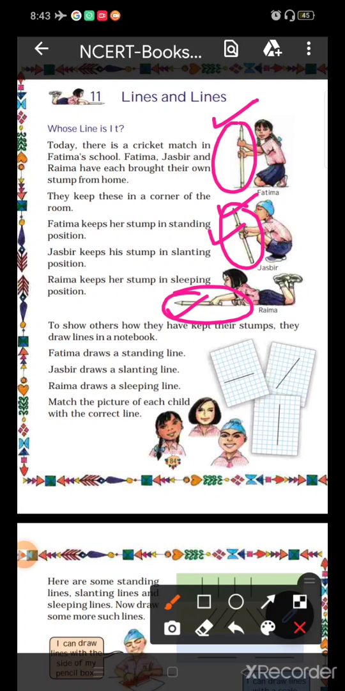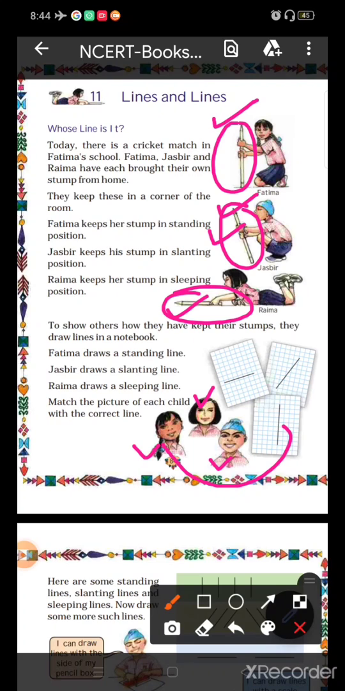Okay. Match the picture of each child with the correct line. She is Fatima. And who is she? Raima and Jasbir. Okay. So, Fatima draws a standing line. So, Fatima matches with standing. Okay. Because she draws a standing line.